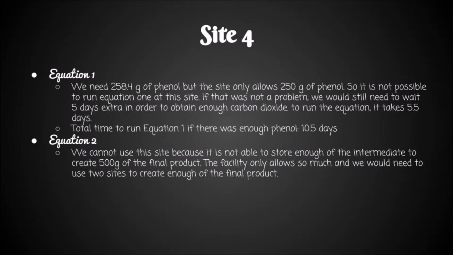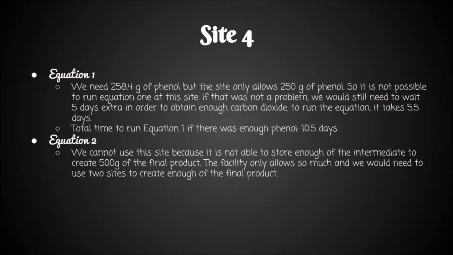Site 4 Equation 1. We need 258.4 grams of phenol, but the site only allows 250 grams, so it is not possible to run Equation 1 at this site. If that was not a problem, we would still need to wait 5 days extra in order to obtain enough carbon dioxide. To run the equation, it takes 5.5 days. Total time to run Equation 1, if there was enough phenol, is 10.5 days.